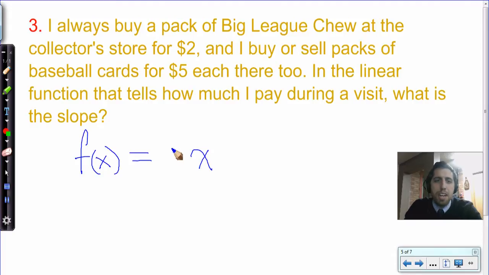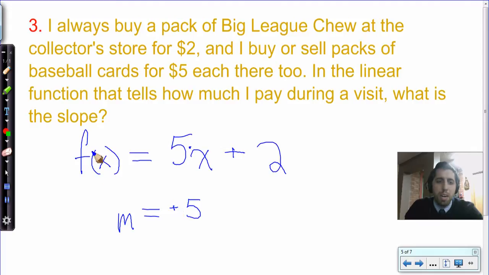And every time I buy another pack of baseball cards, it's $5 each. So 5 times the number of packs would give me the price I'm paying. And then I also have to add that $2 for Big League Chew. So what's the slope? Well, every time I increase x by 1, every time I increase the independent variable, again, the independent variable is how many packs I buy, what is y doing? Every time I buy one more pack, my total cost is increasing by 5. So in this case, my m is positive 5.